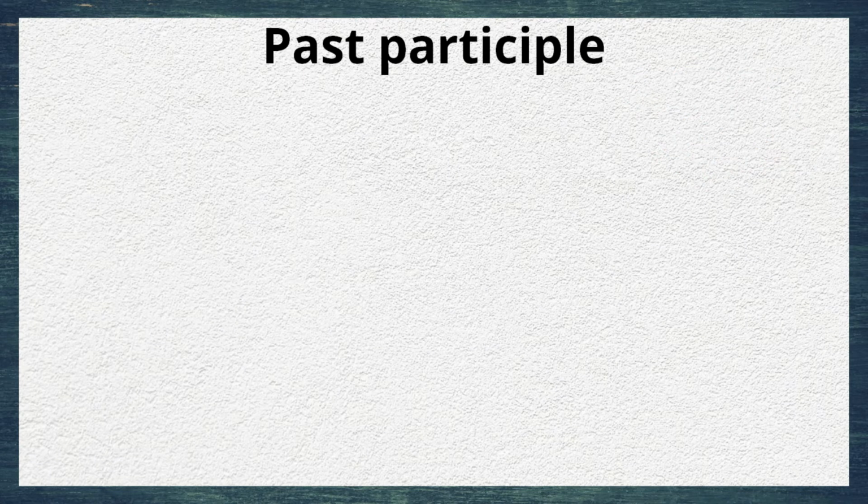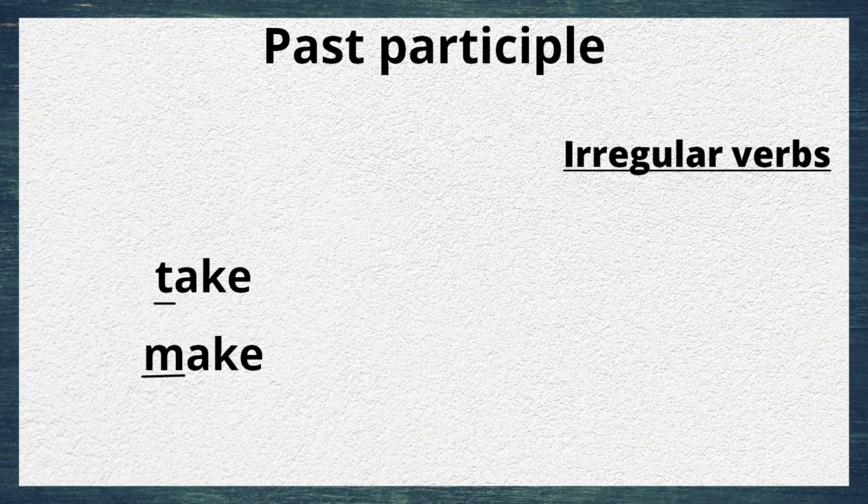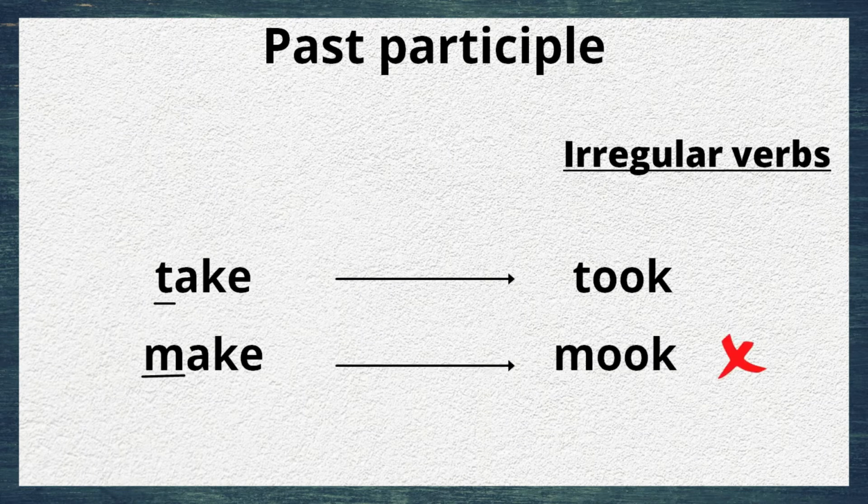Now, for the irregular verbs, there is no rule when it comes to irregular verbs. For example, we have take and make. Both of those verbs differ only in the first letter. So, since take becomes took, logically, make should be mook. But no, make becomes made. So there is no logic.